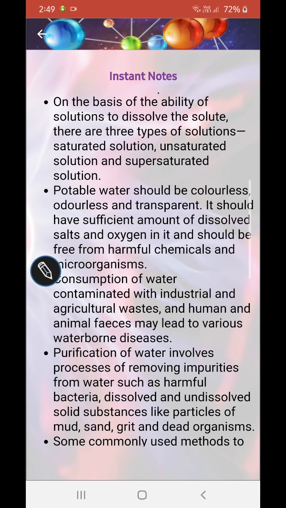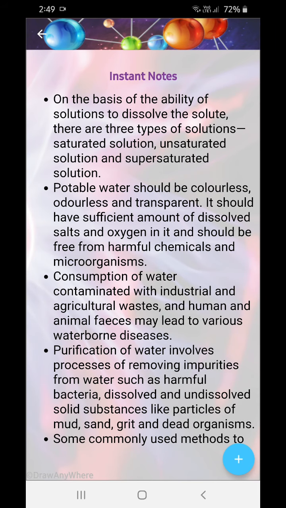On the basis of the ability of the solution to dissolve the solute, there are 3 types of solutions: saturated, unsaturated and supersaturated. I told you a very, very interesting story also about this.